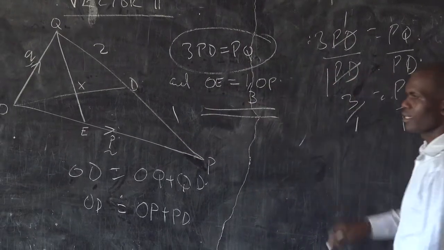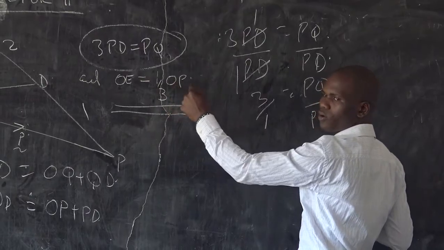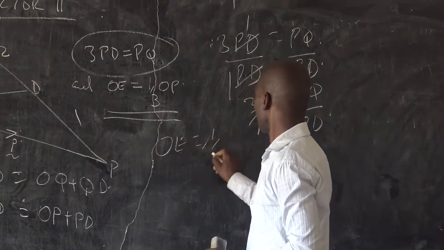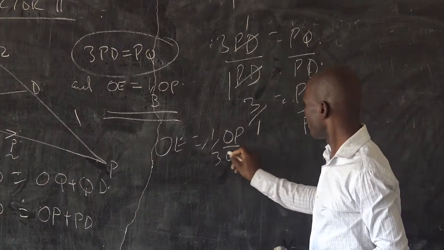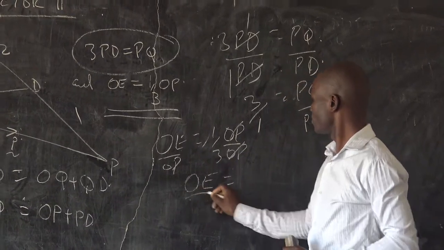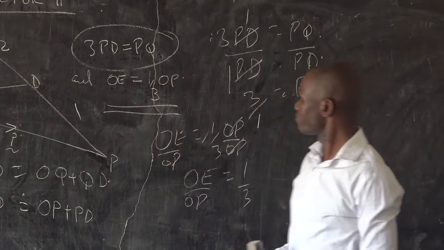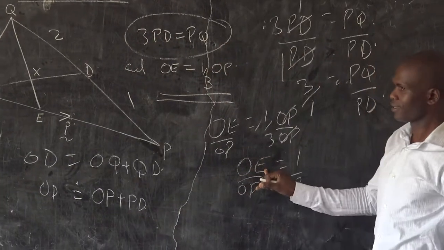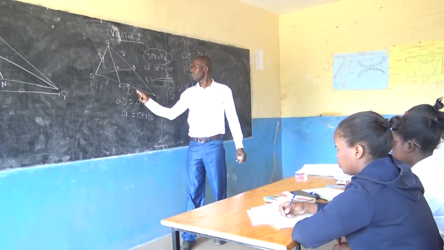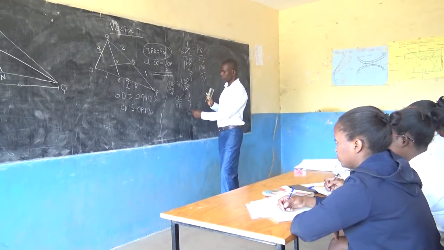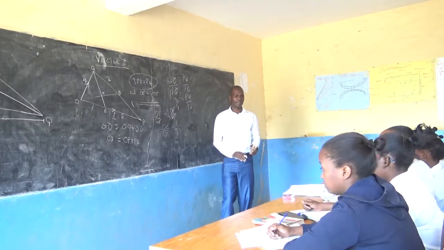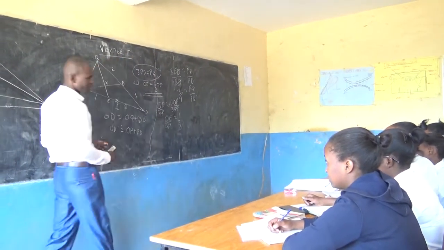Here again we have that OE equals to a third OP. Again we have to analyze this. We divide by OP, so that OE over OP equals to 1 over 3. Now from O to E is 1, from O to P is 3. So if this is 1, this one must be 2, giving us a total of 3. I think now we are done. We can now move on to solving the first problem.